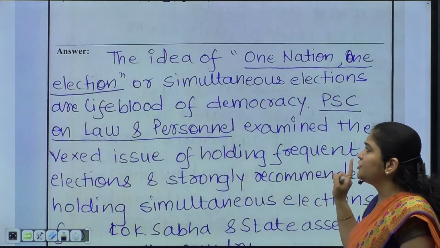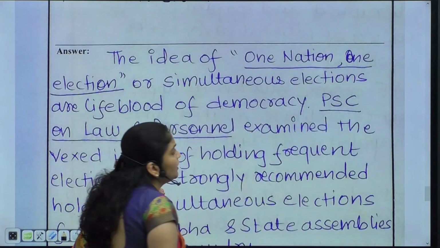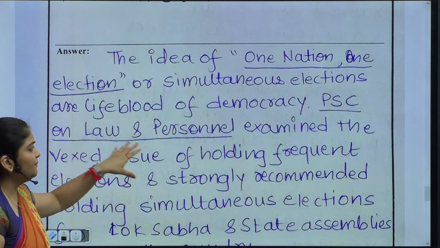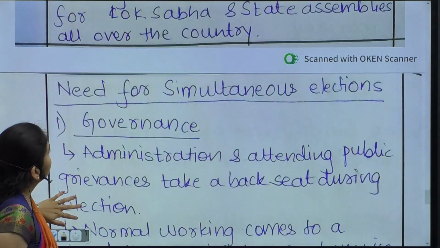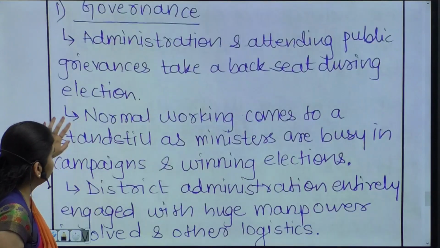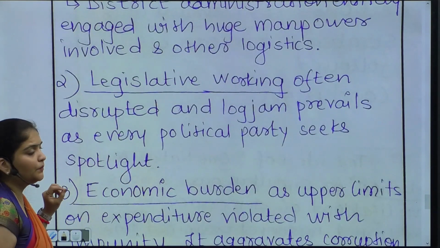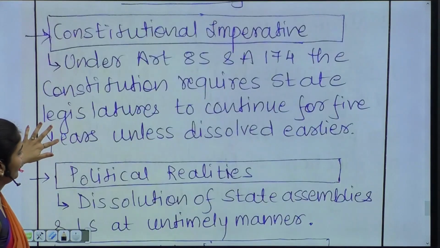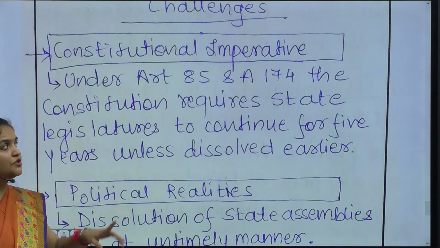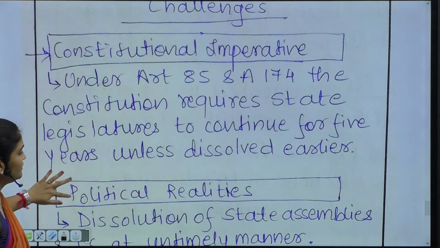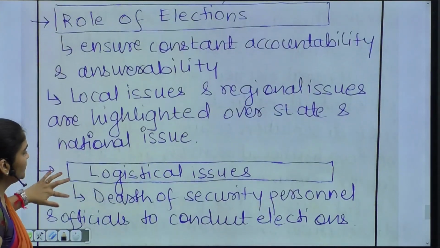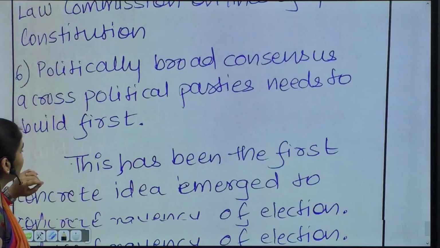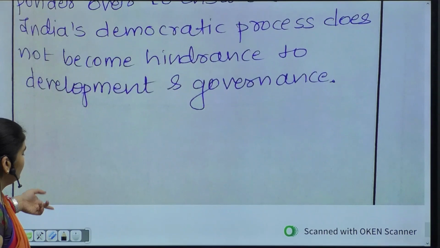So the idea of one nation, one election, or simultaneous elections: elections are the lifeblood of democracy, right? The PSC committee has spoken of this also. Then we talk of the need for governance, need for legislative working in a better way, need to address the problem of economic burden that exists. And then what are the challenges? Institutional, constitutional imperatives, political realities, role of elections, logistical issues. So you subhead it very well. It looks structured. Fine.